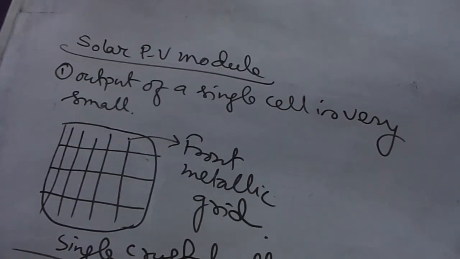The most common commercial module has a series connection of 32 or 36 silicon cells to make it capable of charging a 12 volt storage battery. So this is the solar PV module. Thank you.